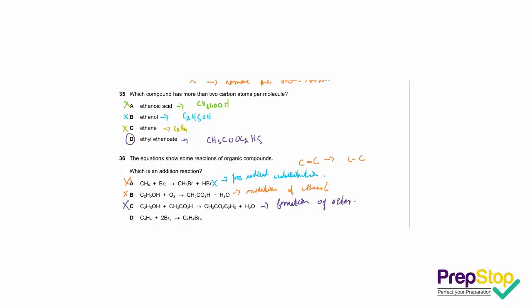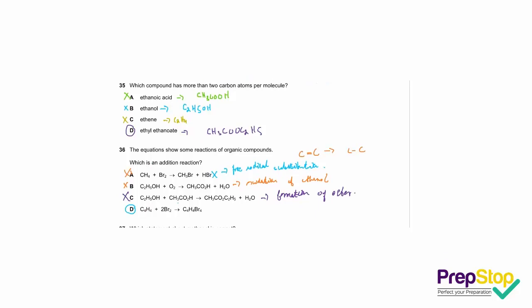Option D is C4H4 plus 2Br2 giving us C4H4Br4. This is correct because we see that there are no removal of hydrogen or carbon atoms from the given molecule, and all the bromine atoms are added into the compound to make a new substance. So option D is an example of an addition reaction.